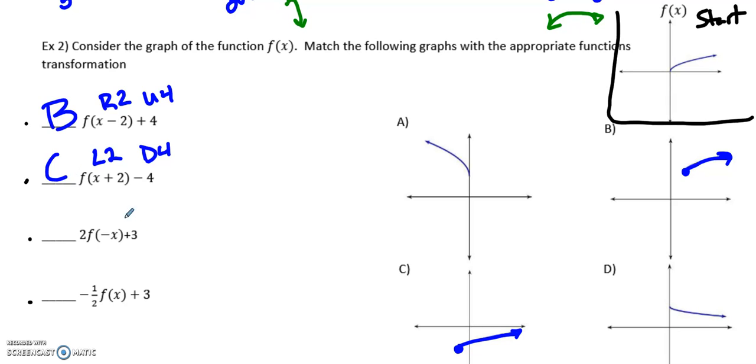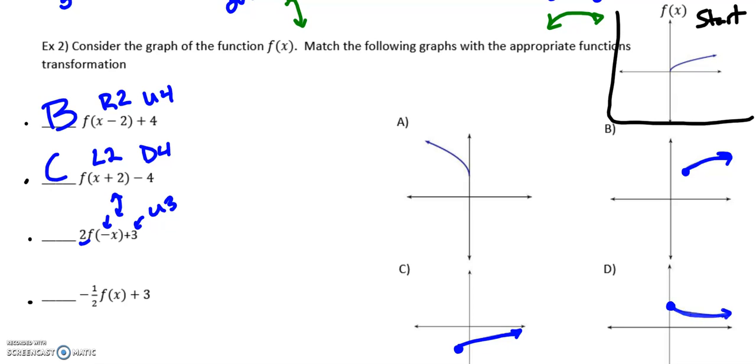This one here, let's see, I've been reflected, a negative inside means I've been reflected up, down, so I should be upside down. And I've been moved up 3, and I have a stretch of 2. So I'm going to focus in on this idea of flipping upside down. So if that's my original graph, when I flip it upside down, it should have that sort of shape going on. Which, if I look at all my shapes, this is the only one that has that sort of shape.